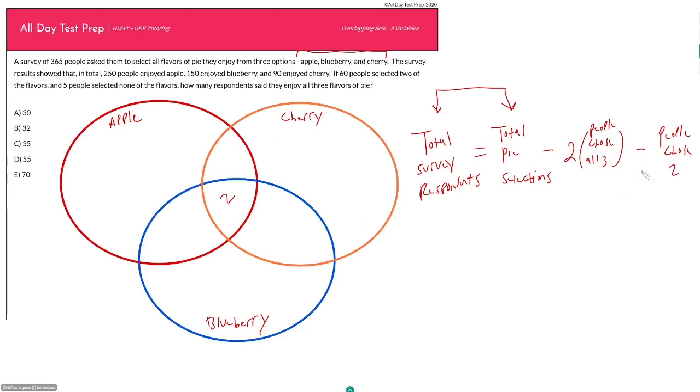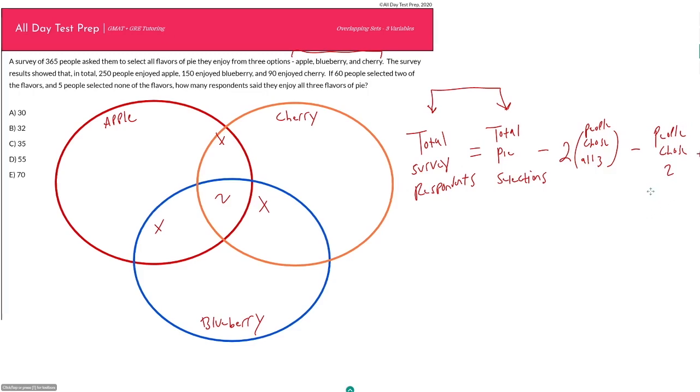twice. What about the people who chose 2 of the pie flavors? That would be that sector there, this one here, or this one here. Well, each of these guys, they got counted twice. Now, just like the people who chose all 3, we still want to count these guys once. Therefore, we have to take them out once. And that is why there's no variable or no coefficient in front of this variable.